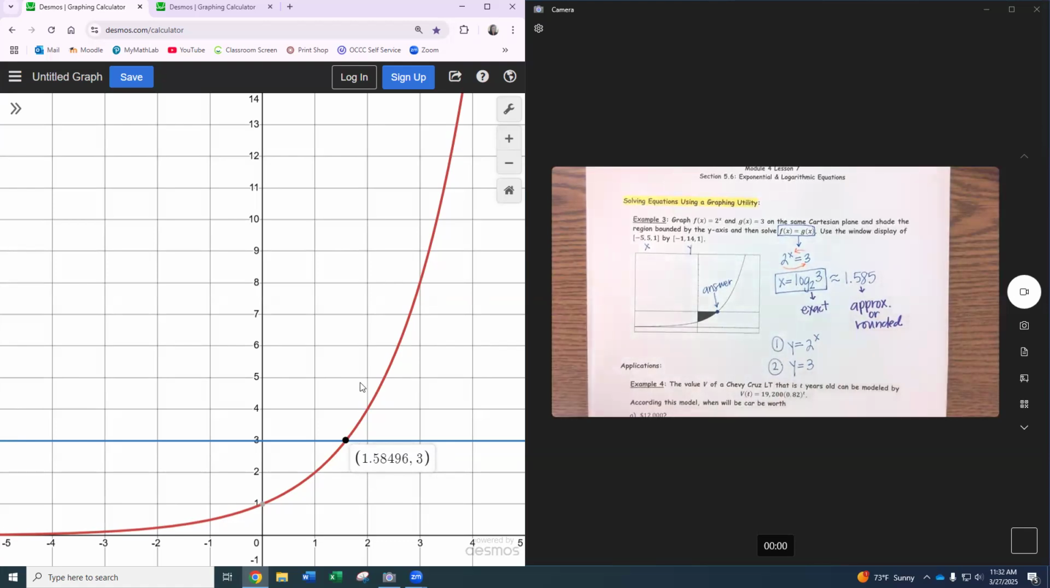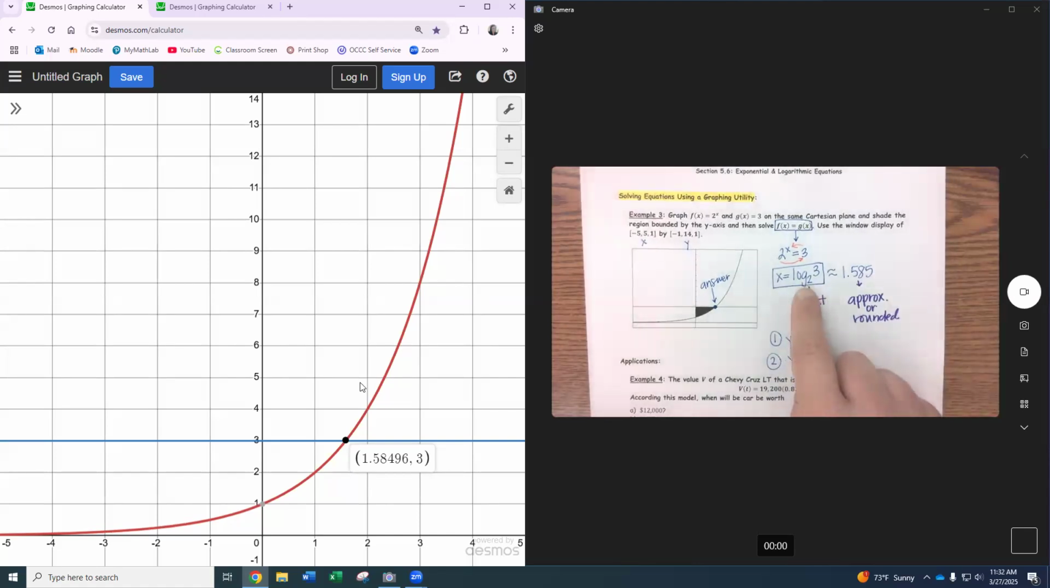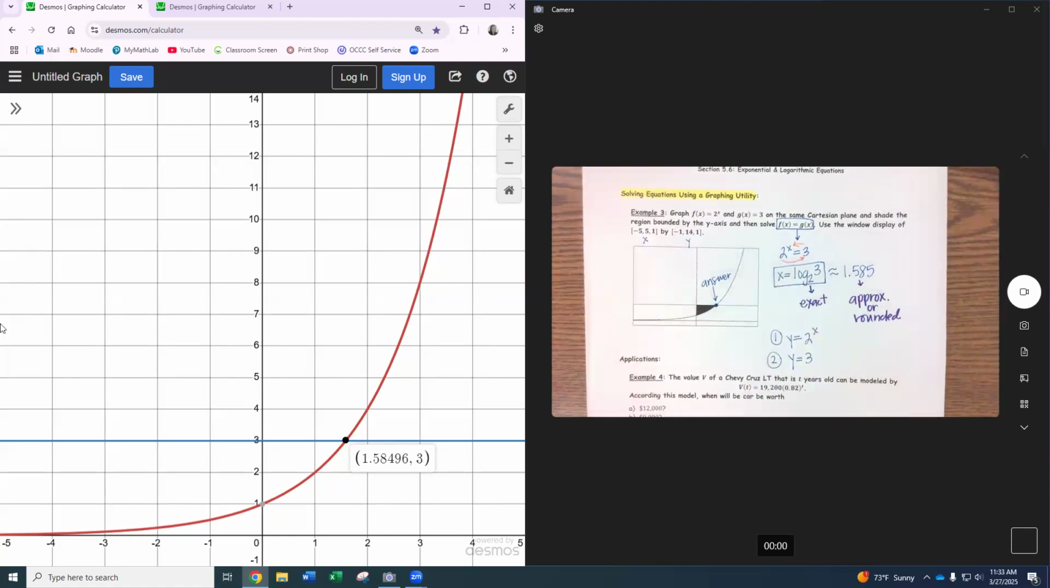Now, the reason I did this approximation one here is because while we can use graphs to solve our equations, and you can solve any equation, not just exponential but logs, you could do linear, you could do quadratics, you can do all of them like this, where you set y equals to one side, y equals to the other side, find the intersection. The limitation though is if this wants the exact, you can see it does not give me the exact here. It does not say log base 2 of 3. It gives me the decimal approximation.